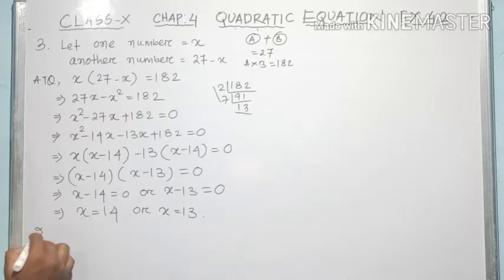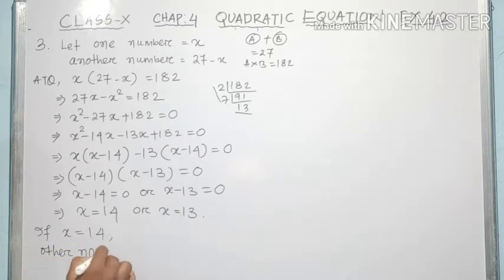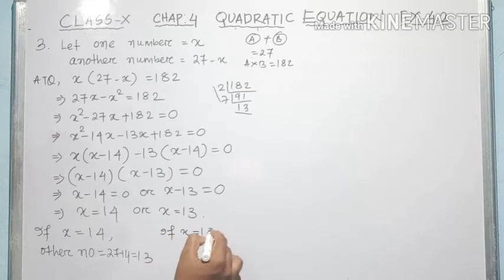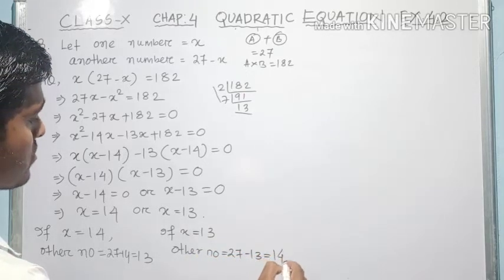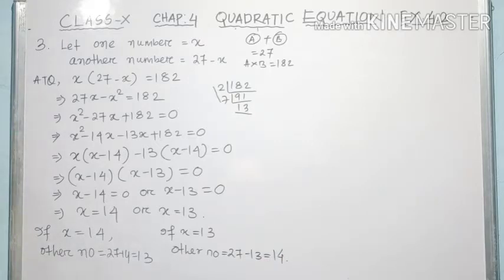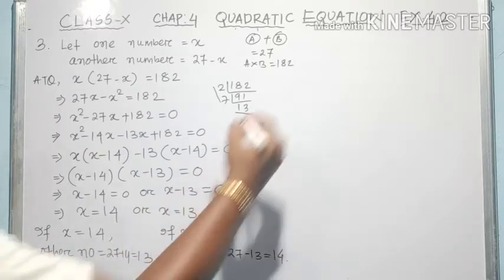If x is equal to 14, then the other number will be 27 minus 14 is equal to 13. If x is equal to 13, then the other number will be 27 minus 13 is equal to 14. So come to the next question.